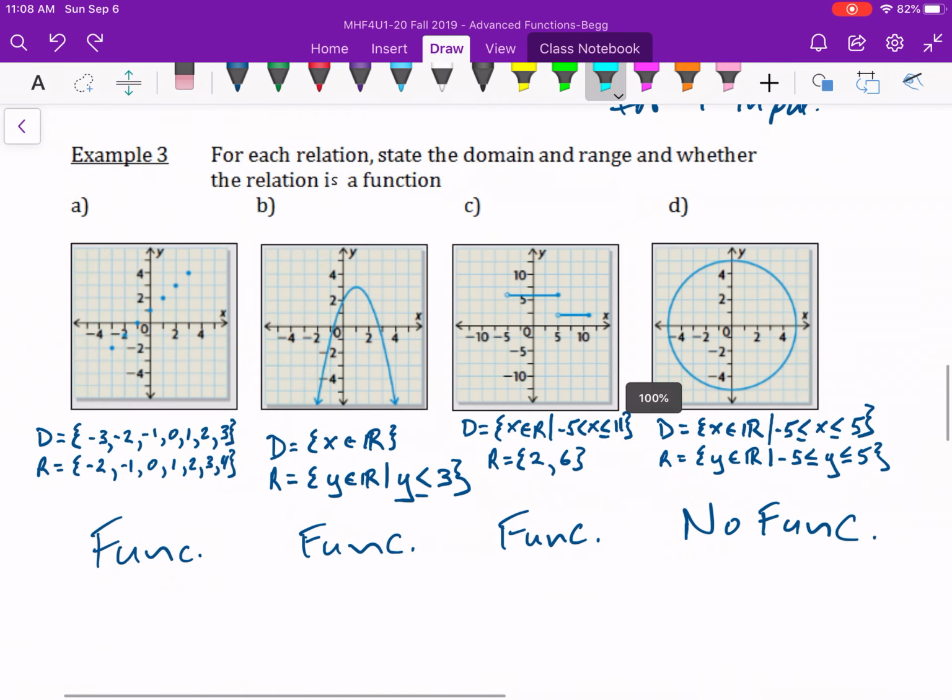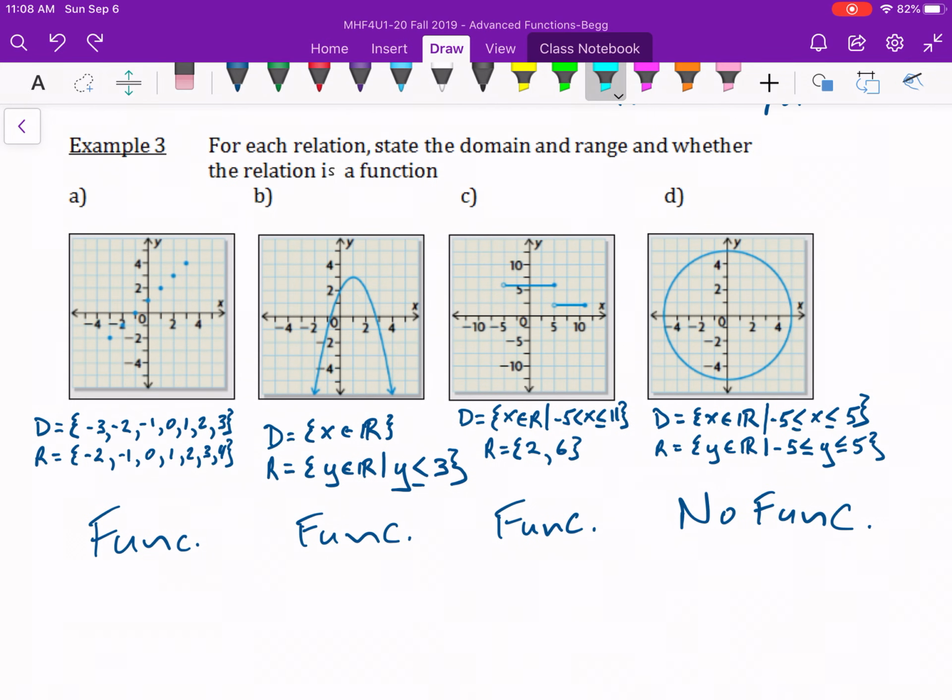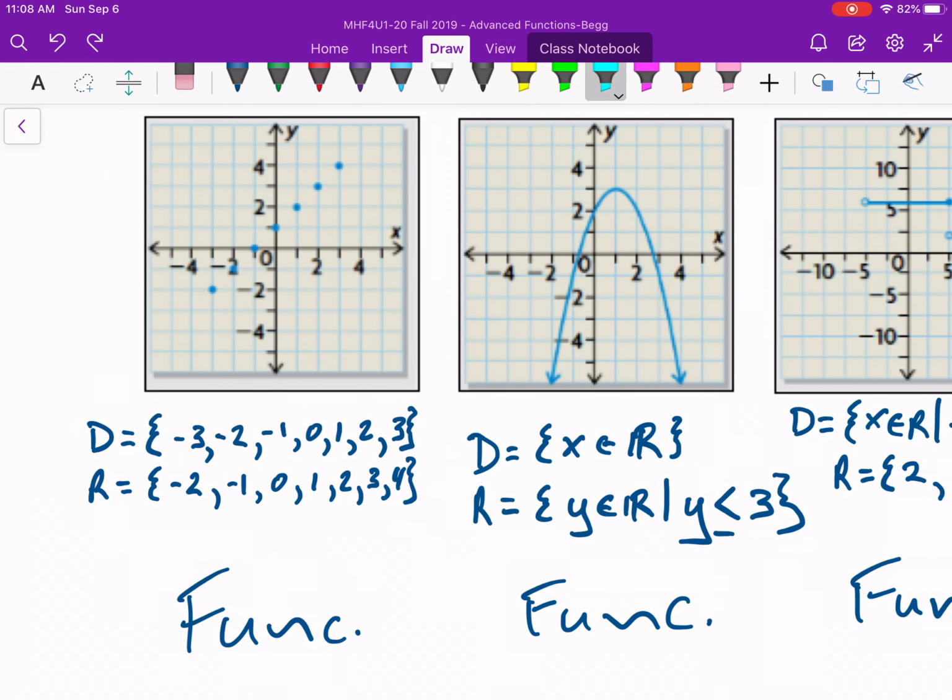For each relation, state the domain, and state whether the relation is a function for number 3. We've got a series of points. And so I just think of them as ordered pairs. I just list all the x values. I listed all the y values. All the x values are my domain. All the y values are my range. This is a function. It would pass the vertical line test.